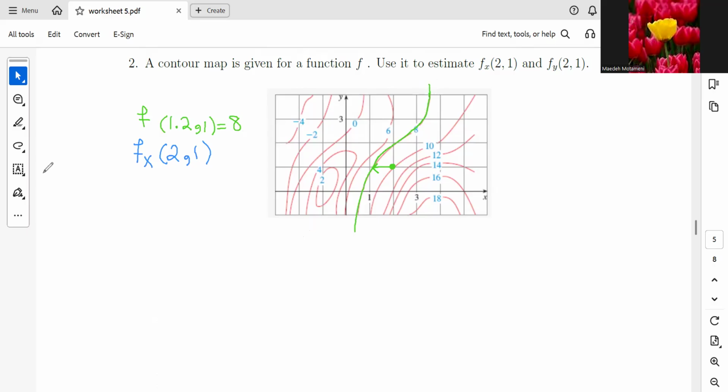Okay, we need another point. Let's move the other way. If we move this way, we will have a point here, maybe 2.8 and 1. And the f of this point, since it is located on the curve with 12 as the value, will be 12.